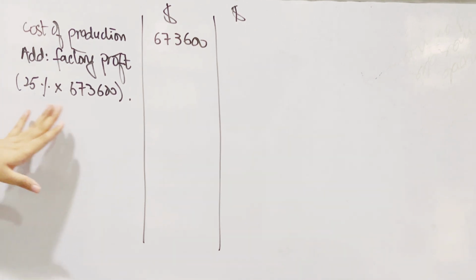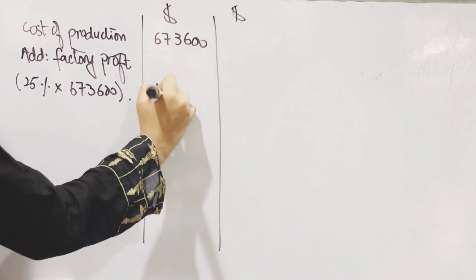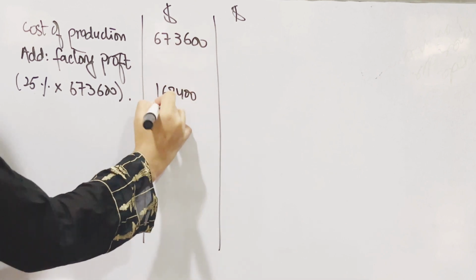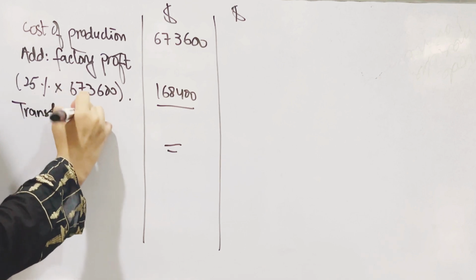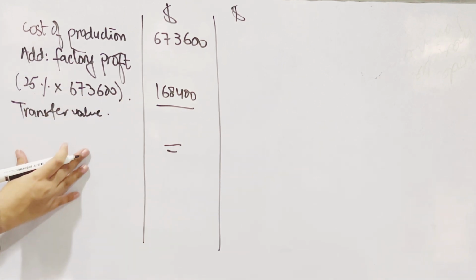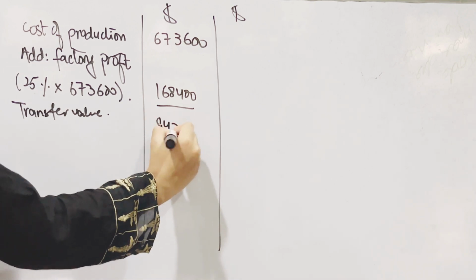After the calculation of cost of production, the format requires us to calculate the factory profit. Factory profit is 25% on the cost of production, and in 2020 the markup has been increased to 25% and not 20%. So 25% of 673,600 will be 168,400, and now we get the transfer value of goods and services that will be transferred to the income statement as 842,000.